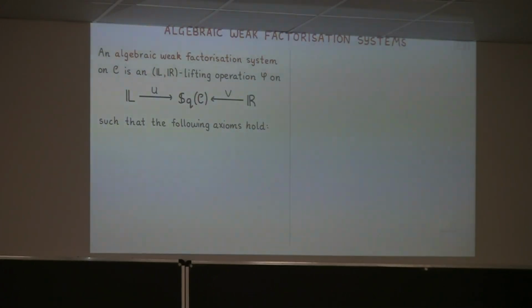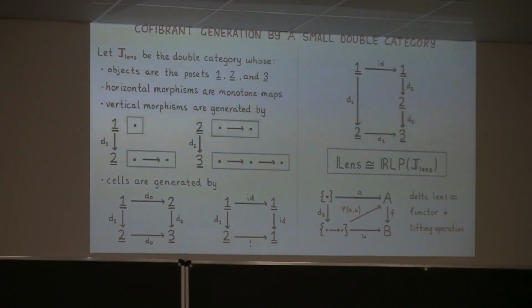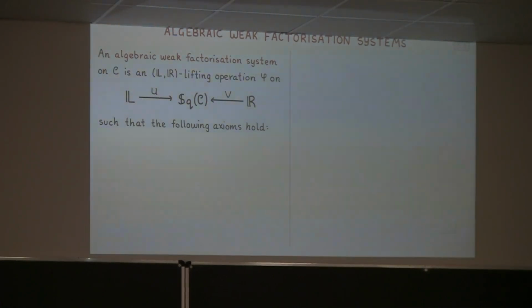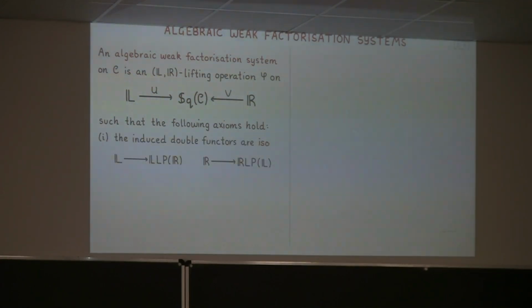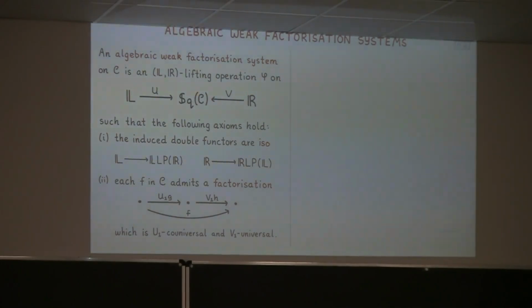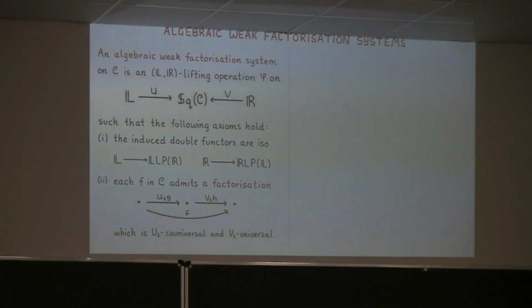Okay? So I'll talk about delta lenses and how they can be seen from this thing. What's an algebraic factorization system? Let's recall what we used from this morning. An algebraic factorization system is this cospan of double functors equipped with one of these double right lifting operations, which satisfies two axioms. The first is that these induced double functors, which I just told you about previously, are actually isomorphisms. The second is that every morphism in our category C gives a factorization through the image of a vertical morphism in L, followed by the image of a vertical morphism from R, which is universal in some appropriate way. So this first axiom is saying that the L and the R are orthogonal to each other in some appropriate sense, and this second one is really saying that we have these factorizations, that the factorization system is factoring.